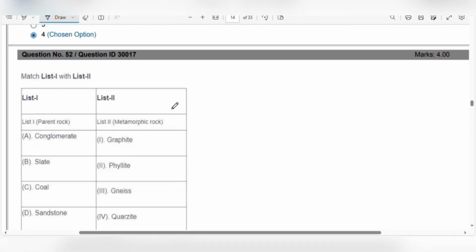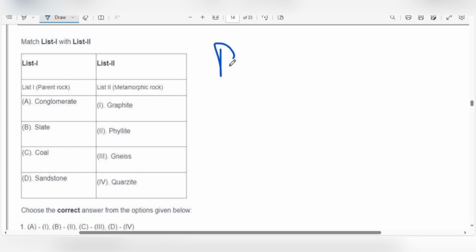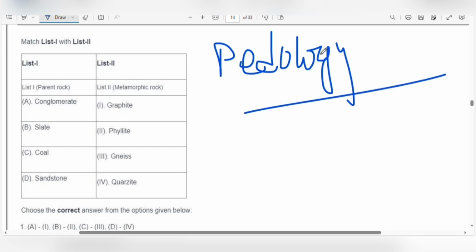All right, moving on. Here we get another match the following from pedology. Pedology, this is, I think, the sixth question. You should know how important pedology is and how thoroughly you should read it, both from ISSS and from JL Sehgal. So here you have to match the parent rock with their metamorphic rock, and this is also an easy one. So we'll start with the easiest one.